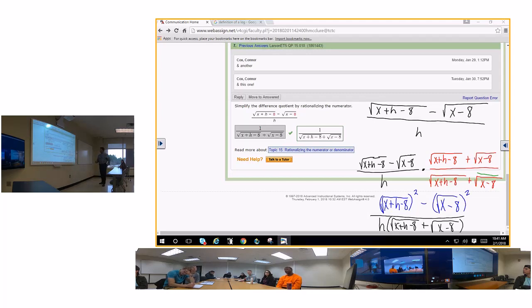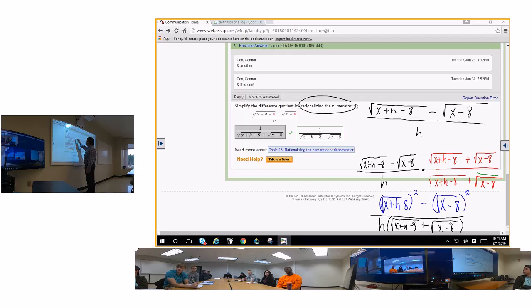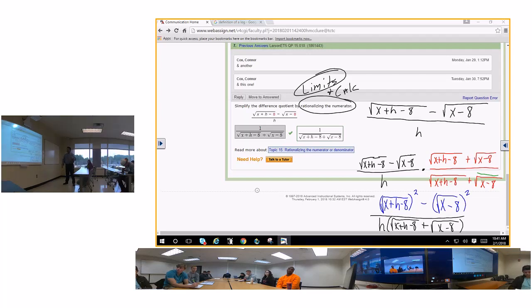Okay? So again, when they ask you to rationalize the numerator, the denominator is going to be secondary. When do you do this? You do this when you're talking about limits and calculus, mostly limits. When you're algebraically solving for a limit, sometimes you have to rationalize the numerator, okay? Because you can't take the square root of a negative. If you took the square root of a negative in the denominator, what would it give you?